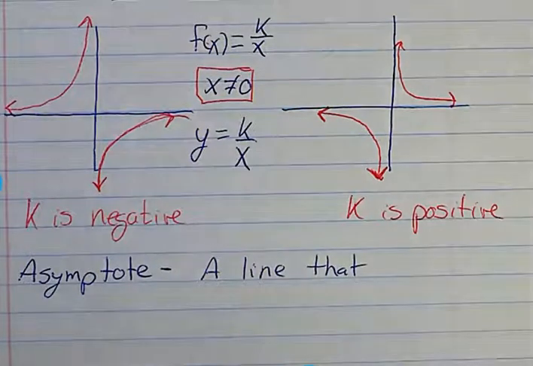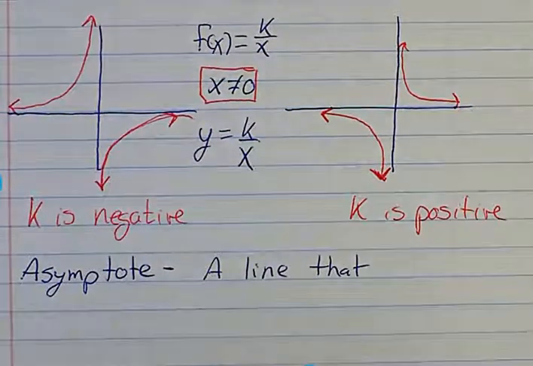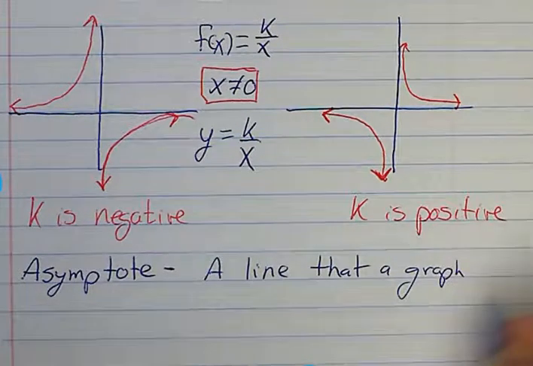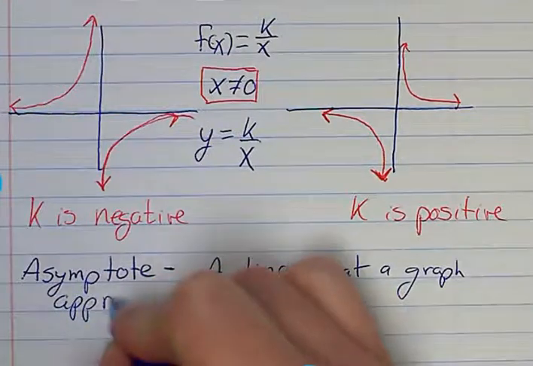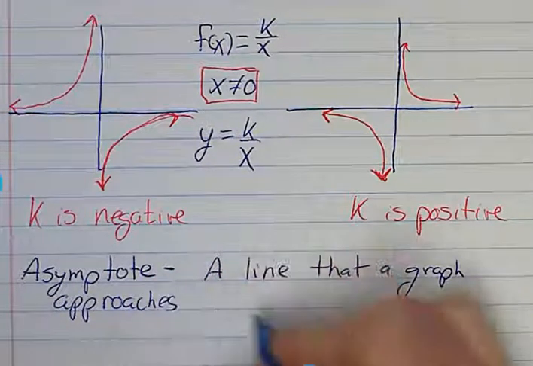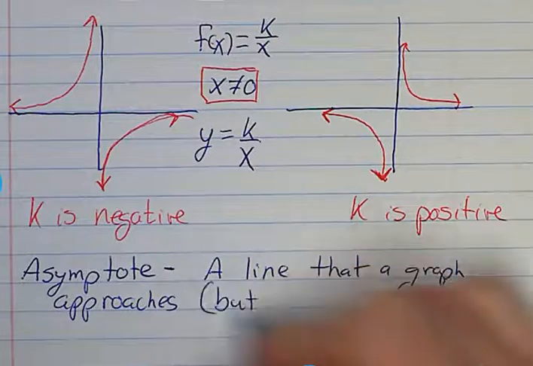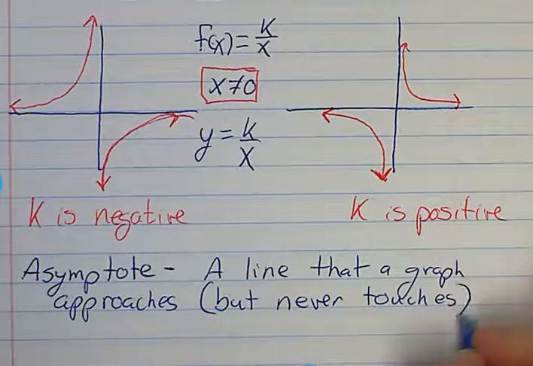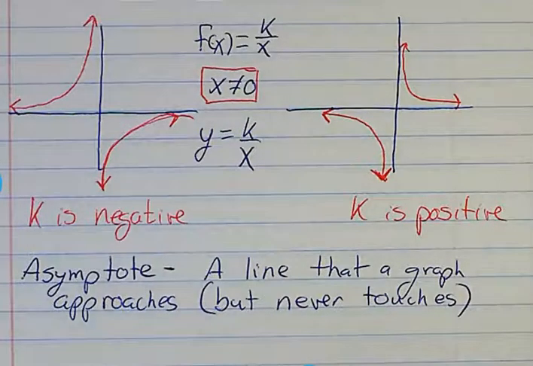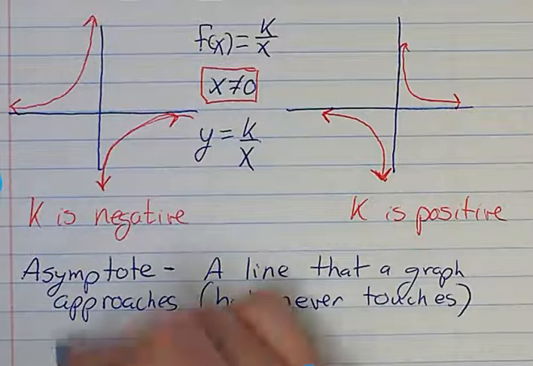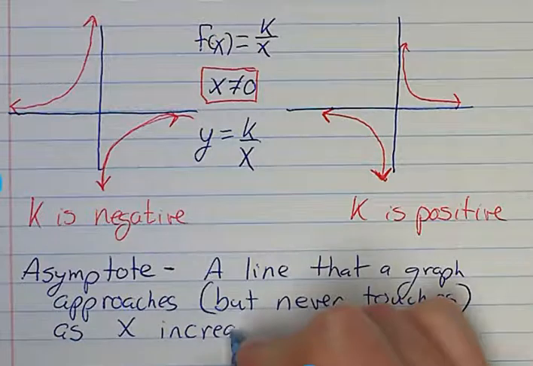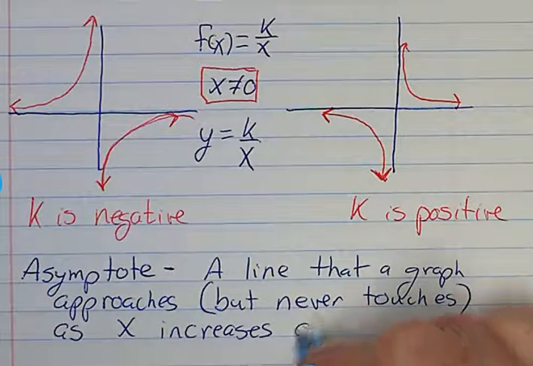An asymptote is a line. It's almost like the axis of symmetry, but instead of it being in the middle, this is a line that a graph approaches, but never touches, as x increases or decreases.